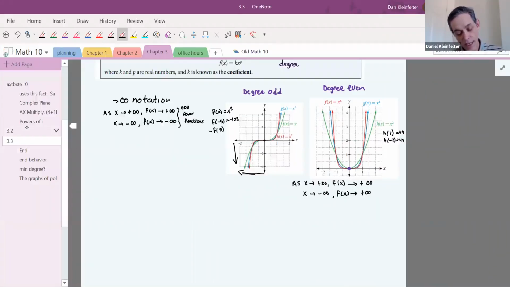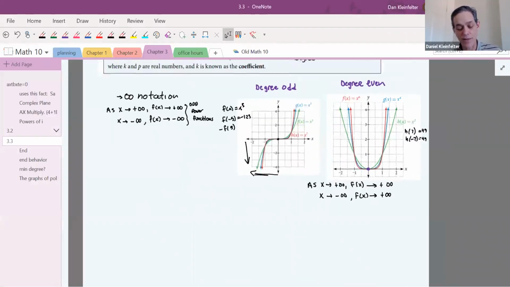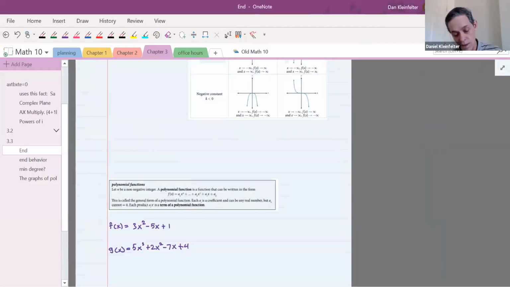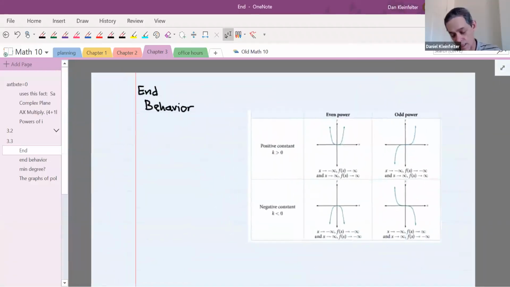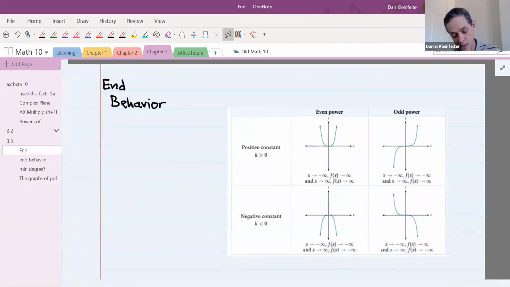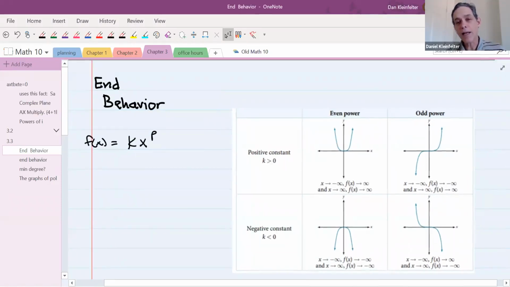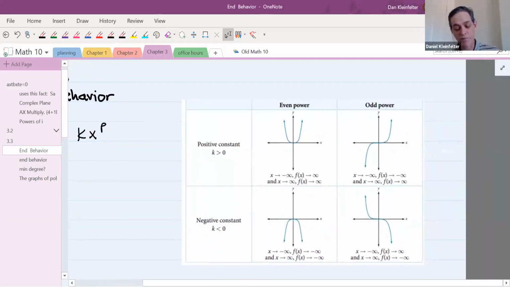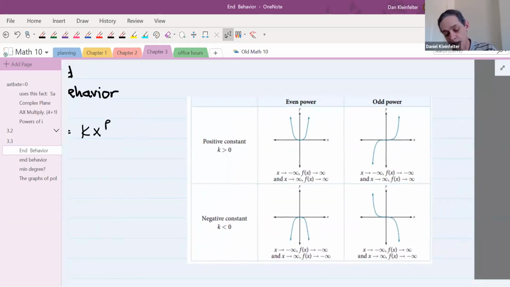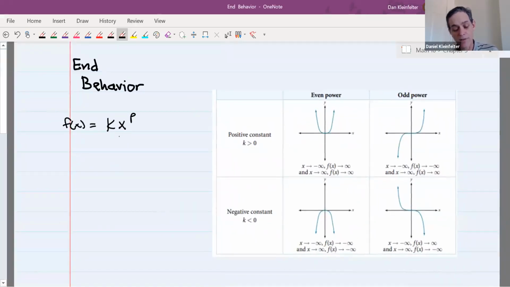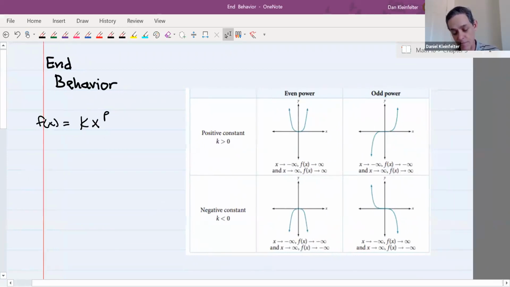Okay, what we were just looking at is the end behavior of these graphs. So that's kind of what we just saw is formalized in this table. So let's take a look at what it says. So if you're looking at a power function, kx to the p is your f of x, then depending on the k and the p, that will determine what the graph looks like. First of all, if the k is positive, we're in the top row of this table.